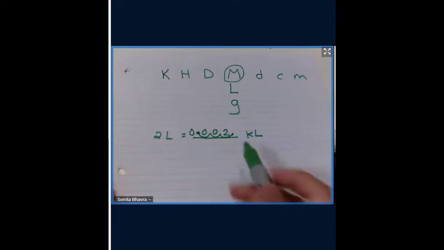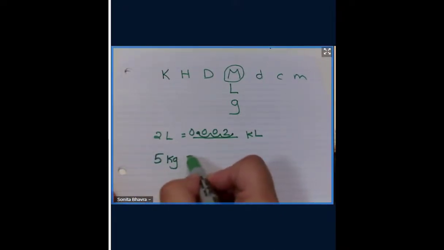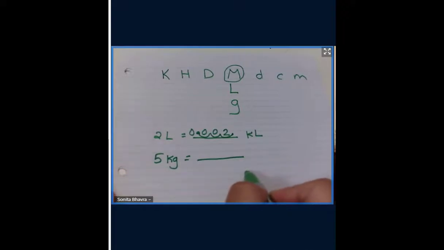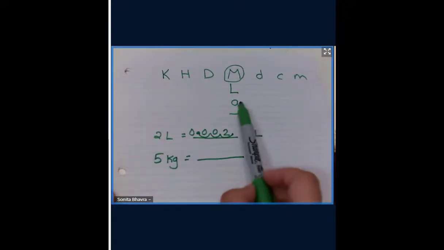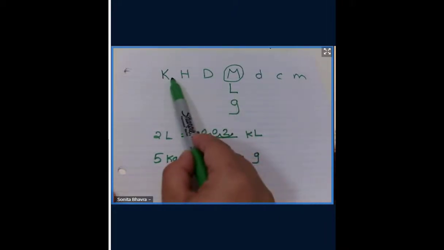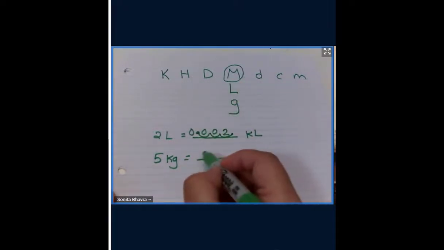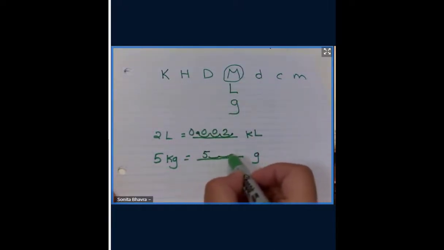All right, let's say we had 5 kilograms and we need to change it to grams. All right, so here's grams this time as our base unit, and we're going from kilo to grams. So 1, 2, 3 to the right. So there's our 5. 1, 2, 3 to the right. Fill that in with zeros, we get 5,000 grams.